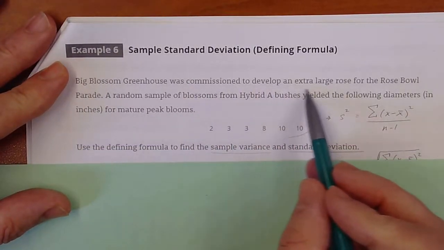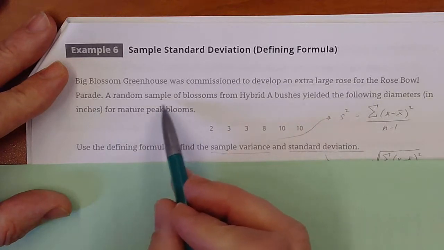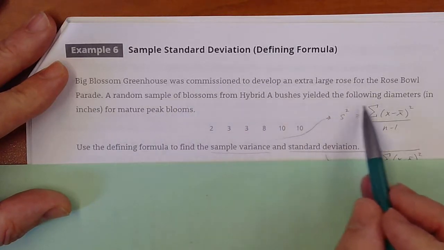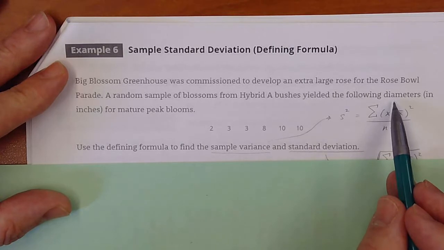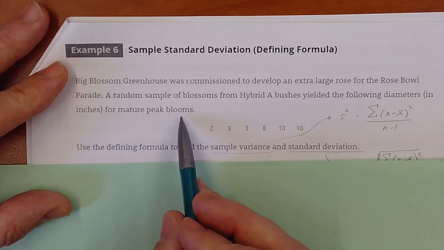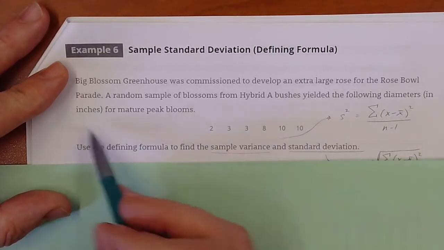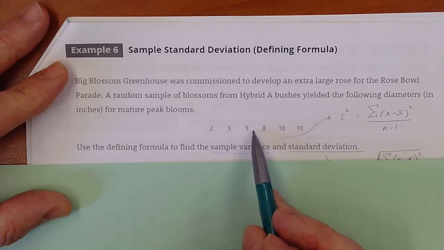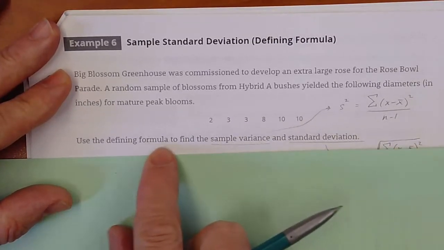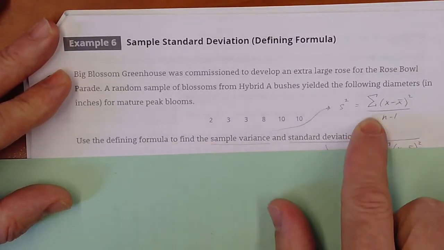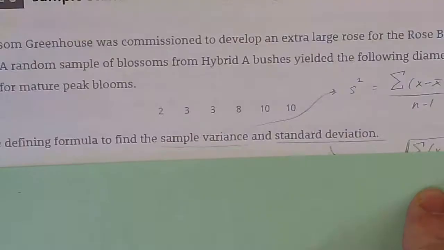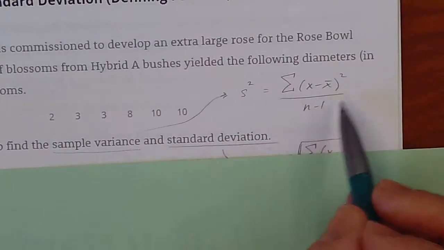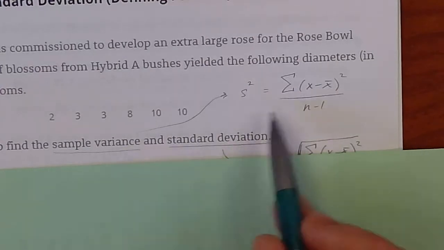Here's the data set. We've got a random sample of blossoms, and here are the diameters of these mature peak blooms. These are going to be in inches, so 2 inches, 3 inches, and so on in diameter. Use the defining formula for sample variance. You might want to write it here because it's on the previous page. That way it's right here and we can access it a little bit easier.